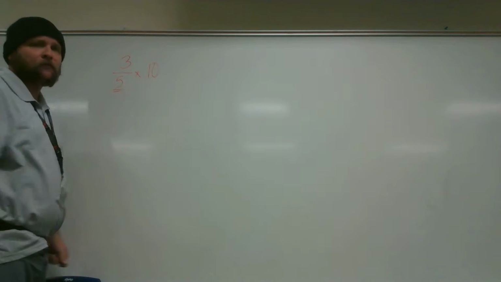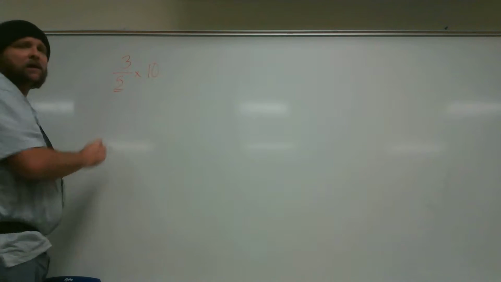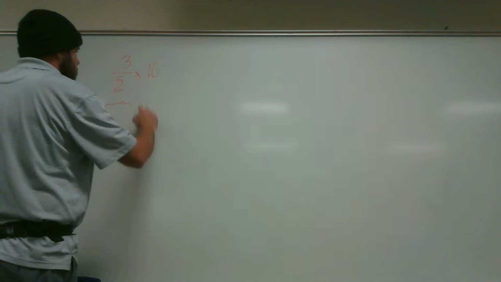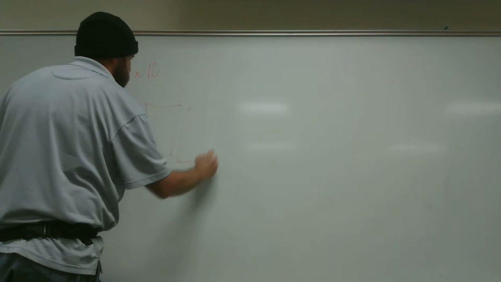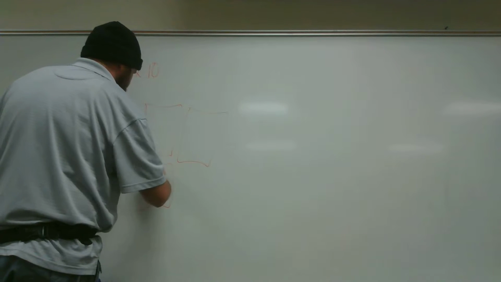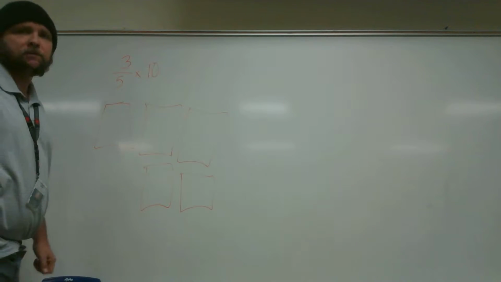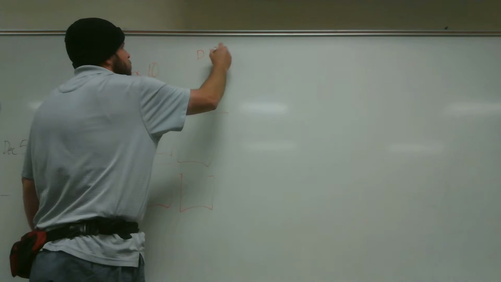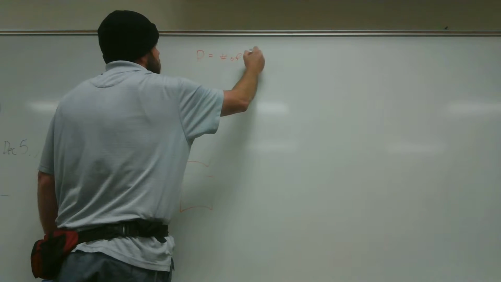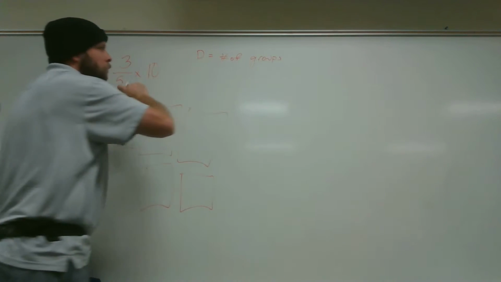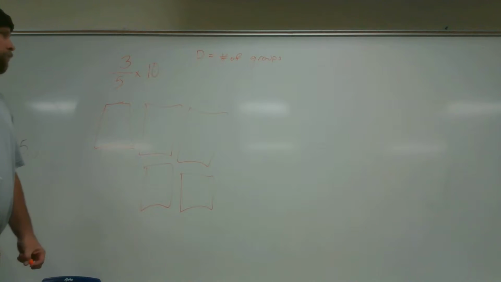Our denominator of our fraction tells us how many groups. In this problem, the denominator is 5, so I'm going to have 5 groups. 1, 2, 3, 4, 5. So my denominator tells me how many groups. Denominator equals number of groups.